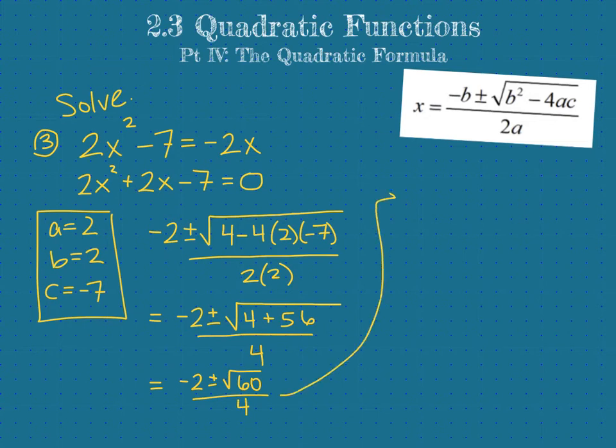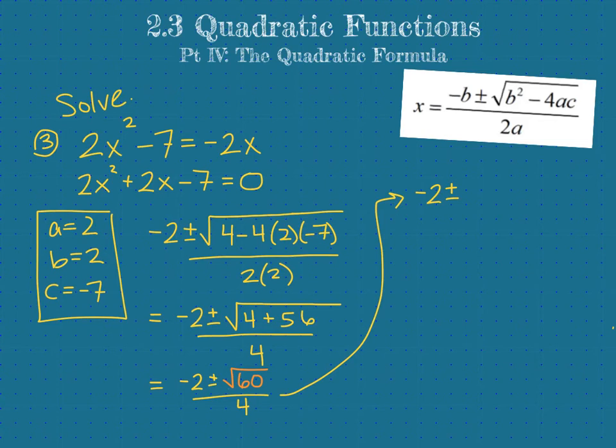Now, this is a slightly different example because this value right here is not a perfect square. The square root of 60 is an irrational number. In order to get exact values, though, we are going to break down this radical. So we have -2 plus or minus, and we want to break down the square root of 60, which I've changed to orange here. What is the biggest perfect square factor of 60? What number fits into 60 perfectly and is also a perfect square? The biggest one is 4.